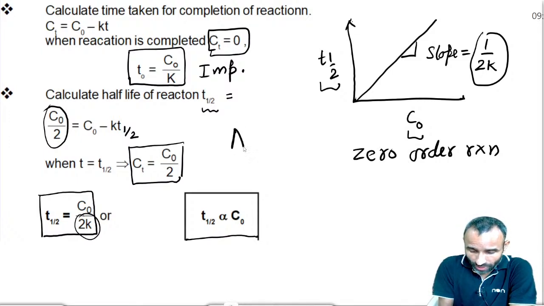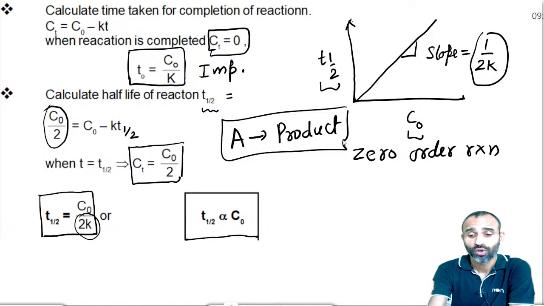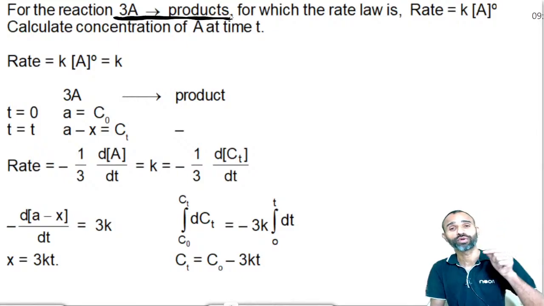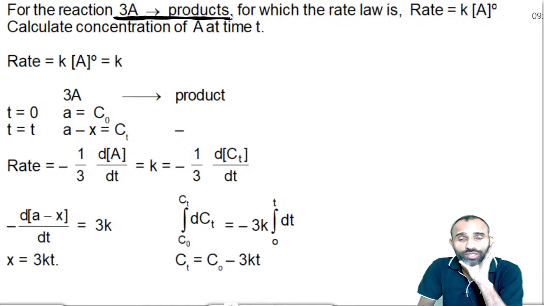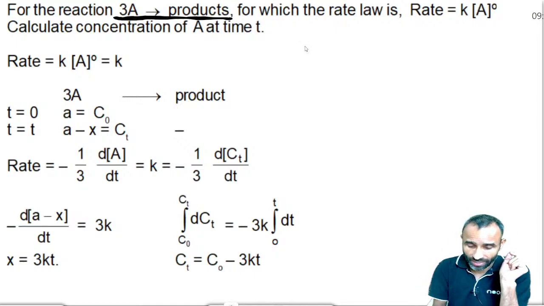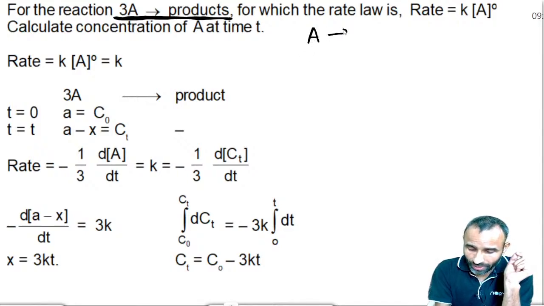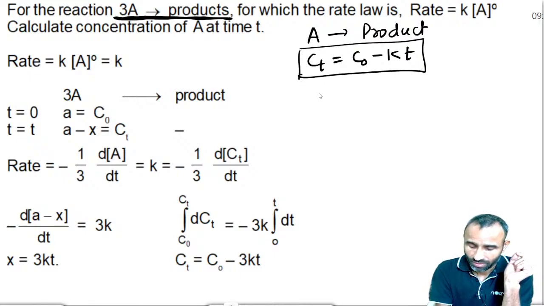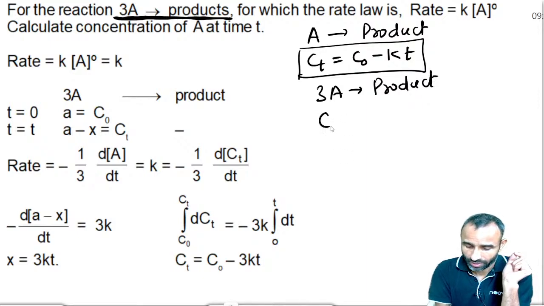But this is when it is A to product, a simple reaction. If it is like 3A to products, see, whenever we have, instead of A to product, 3A to products, again a zero order reaction. Then see, for A to products, you know, Ct was equal to C naught minus Kt. But if it is 3A to products, then it is Ct equal to C naught minus 3Kt.